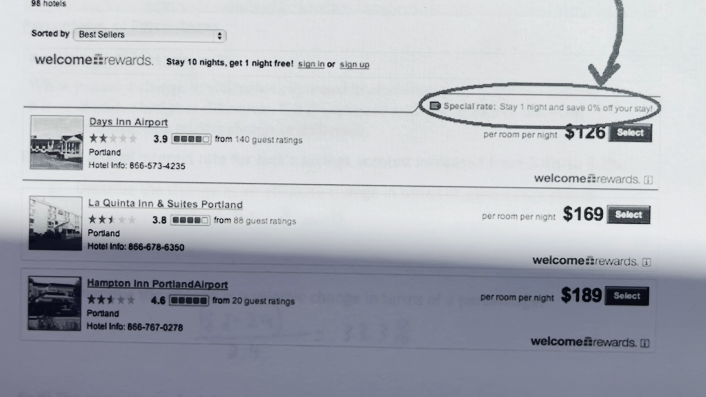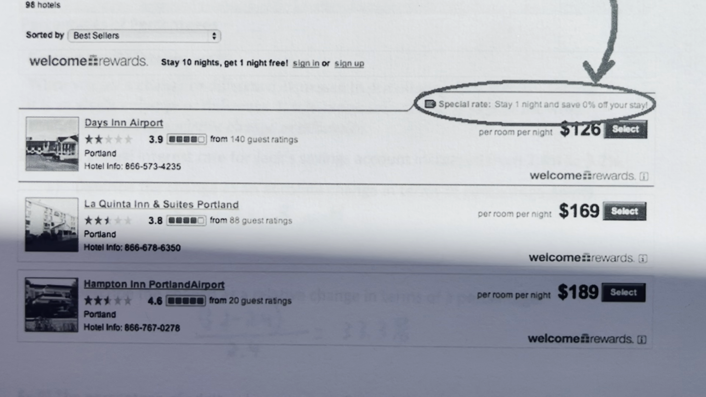And also be careful, at least this one's honest, stay one night and save 0% off your stay.